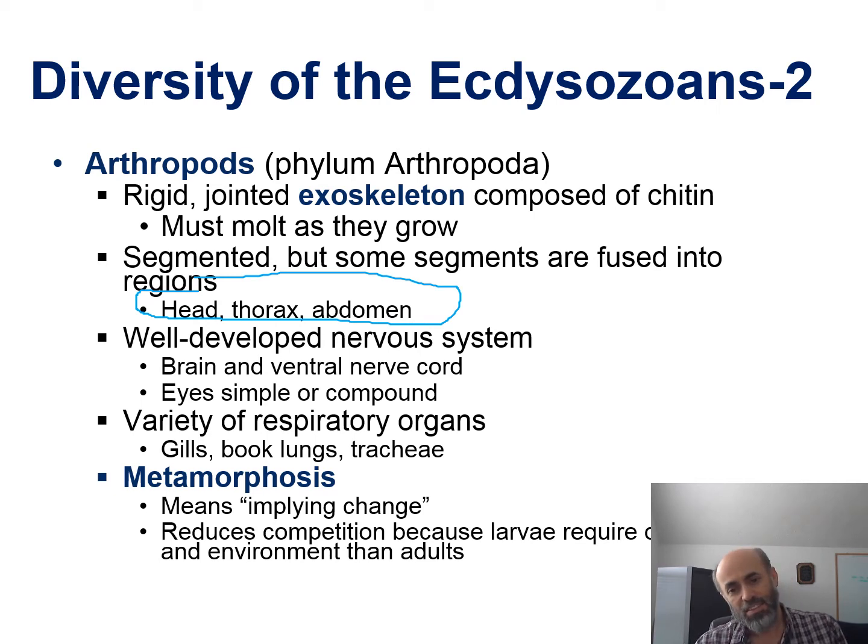and digestive system, muscular system. So they are pretty advanced in terms of their development. They have very different types of respiratory organs: gills or book lungs or tracheae. They go through metamorphosis, the change from the larval stage towards the adult stage. As they grow bigger, the older shells are shed and newer shells are developed.